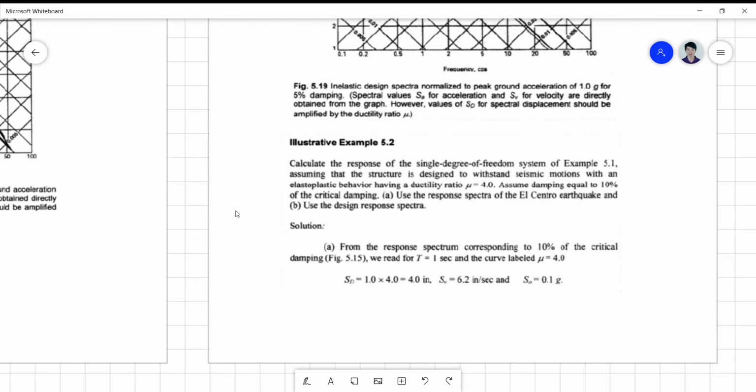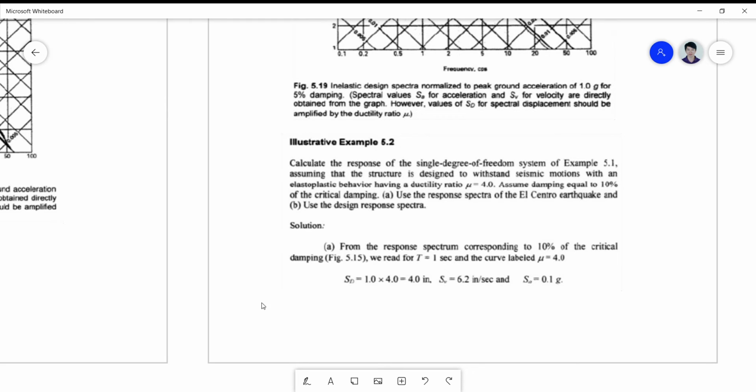So, let's take a look at the illustrative design example. We calculate the response of the single degree of freedom system of example 5.1, assuming that the structure is designed to withstand seismic motion with an elastoplastic behavior having a ductility ratio mu equals 4, assuming damping equal to 10% of the critical damping. And for letter A, we use the response spectra of the El Centro earthquake, and for letter B, we use the design response spectra. Okay.